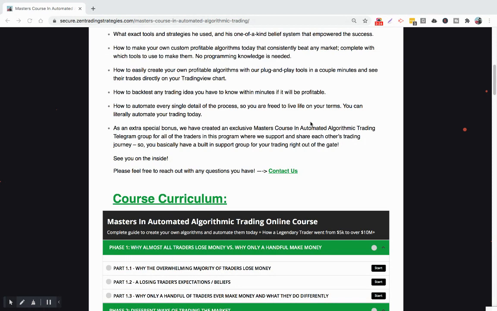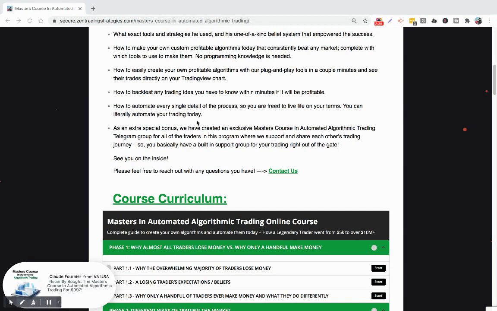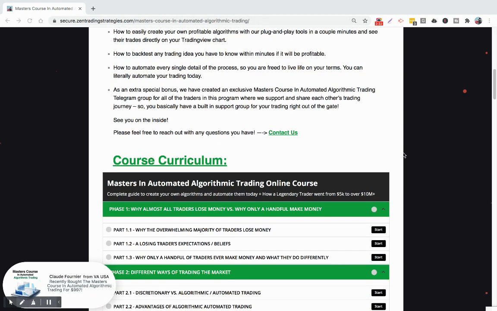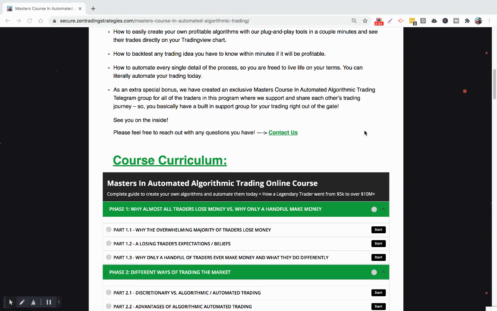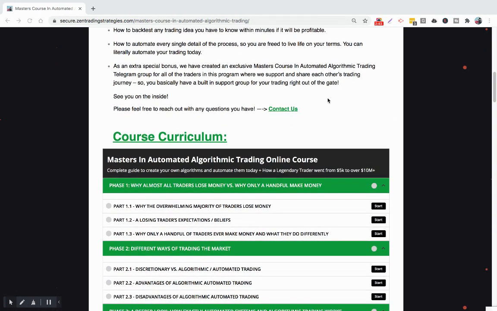And again, you can literally know nothing about algorithmic trading at the end of the course. You can literally automate your trading today. And as a special bonus, we have created also an exclusive master's course in automated algorithmic trading Telegram group for all the traders in this program where we support and share each other's trading journey. So you basically have a built-in support group for your trading right out the gate.